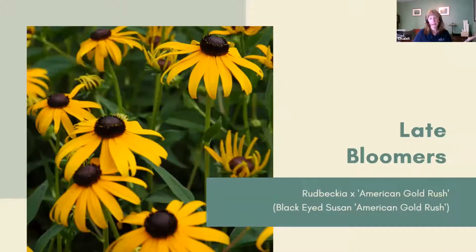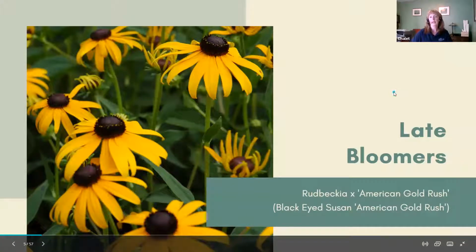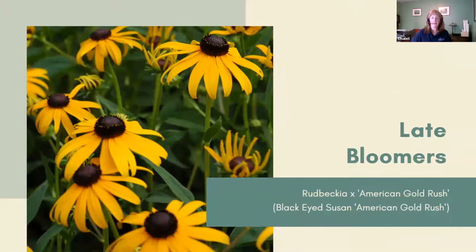Rudbeckia. We all know Rudbeckia, of course. There's a lot of different cultivars of Rudbeckia and new ones coming out all the time. A couple of years ago, Intrinsic came out with this variety, the American Gold Rush, which I really like. I use this guy almost exclusively now when doing Rudbeckias.